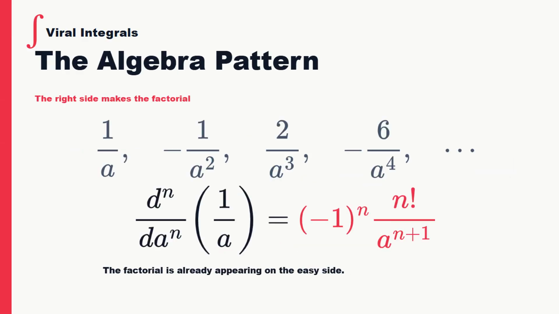On the algebra side, we are just differentiating 1 over a over and over again. The signs alternate, the power of a in the denominator goes up by 1 each time, and the coefficients multiply into n factorial. So the nth derivative is negative 1 to the n times n factorial over a to the n plus 1.